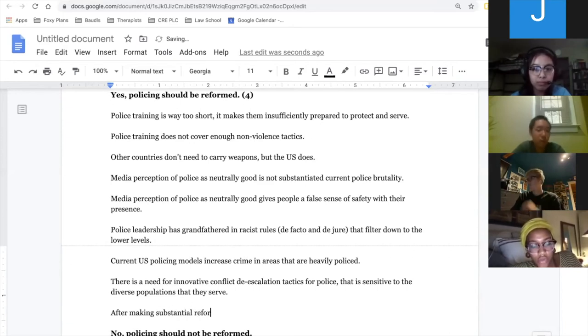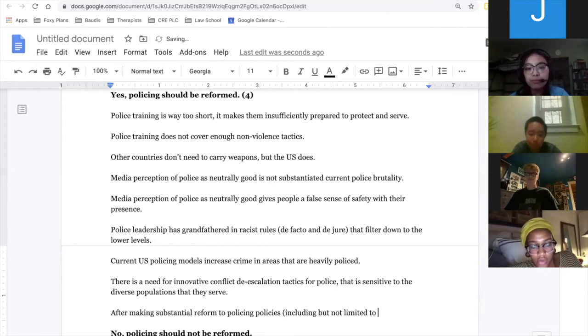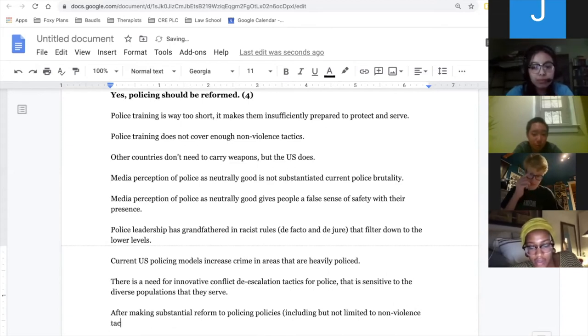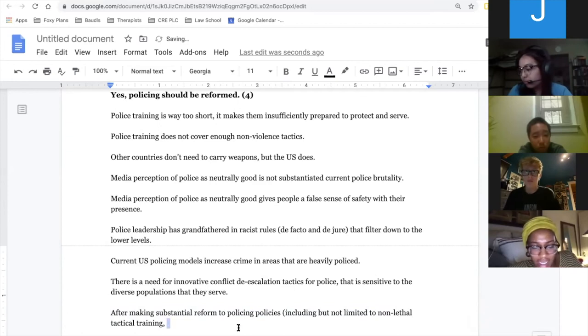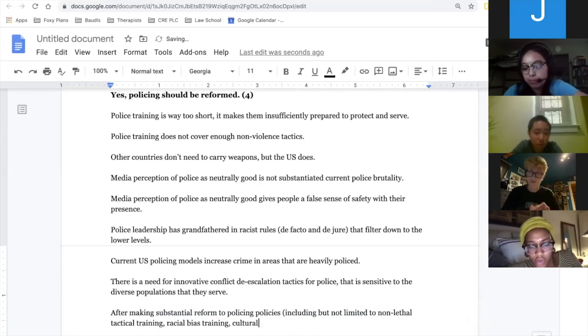Substantial reform to police policies, including but not limited to non-violence tactical training, or not, let's say non-lethal, because I think that there might be times where they need to de-escalate a situation that's violent, to non-lethal tactical training, let's say some racial bias training, cultural competency training, etc.